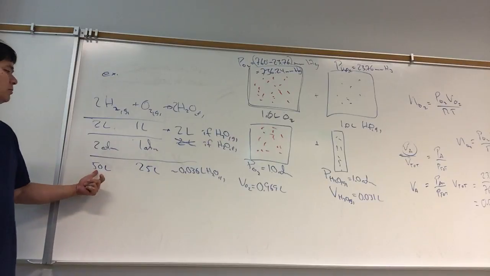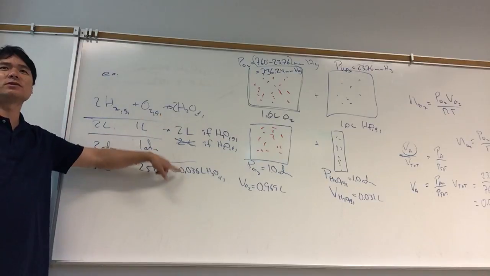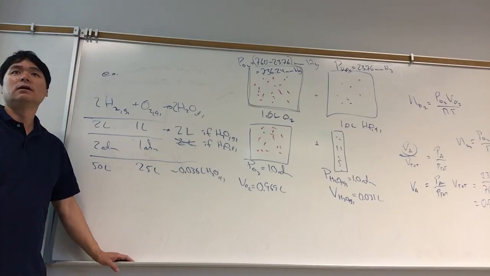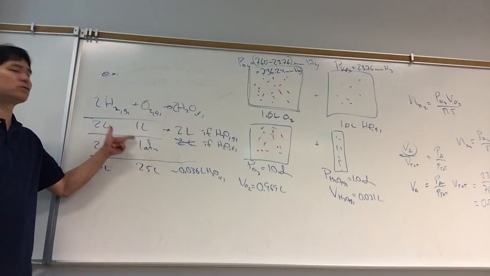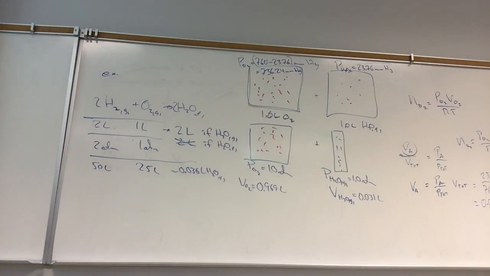And so this is about 2 moles. 1 mole forms 2 moles of H2O liquid. 2 moles of H2O liquid is 36 grams. 36 grams is 0.036 liters, or 36 milliliters, right? And so we have to be careful because this only works for gases, the Avogadro's. Solids and liquids are different.